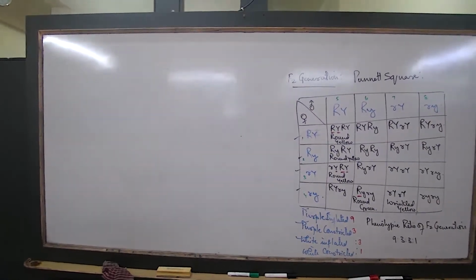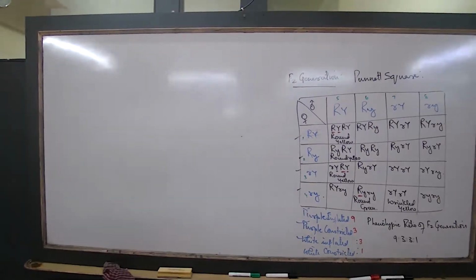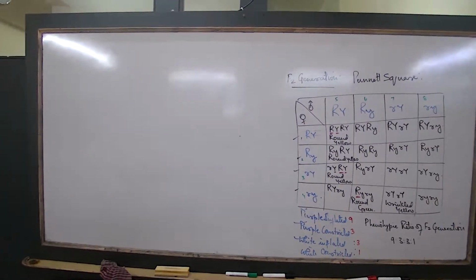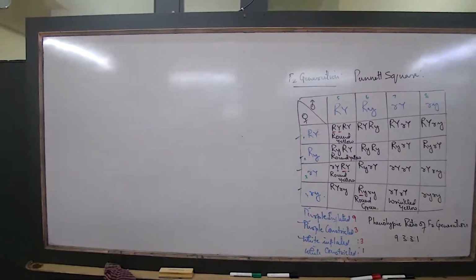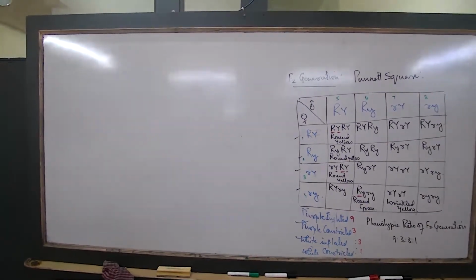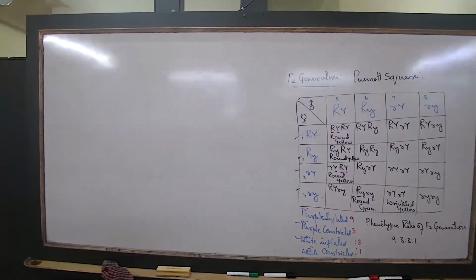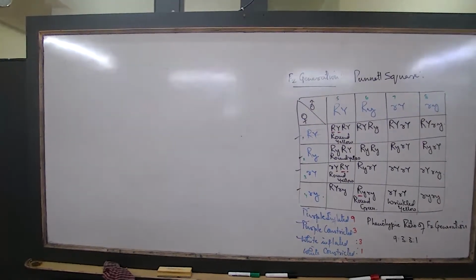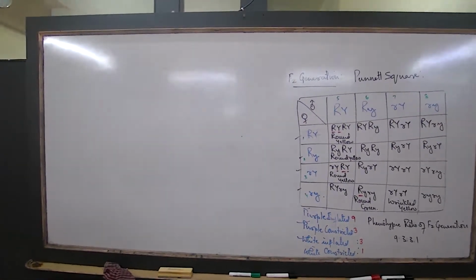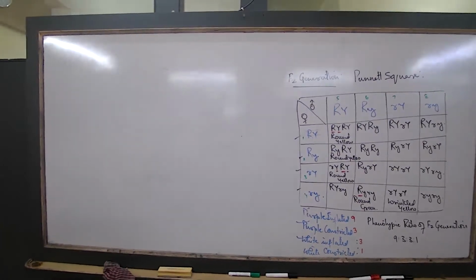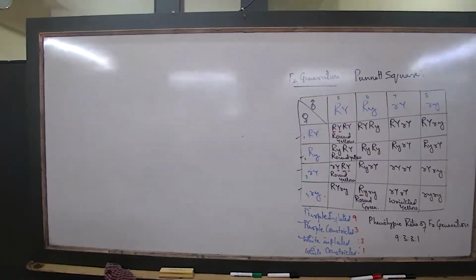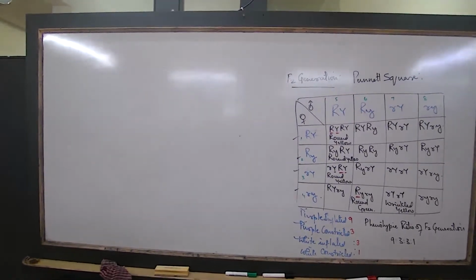So let's check. What is this number 5? Number 5 I asked you to do. Mendel worked on what characters? Now when you get big questions like this, underline. What phenotype is given in the question? Immediately try to chalk out a rough work. See, let us solve number 5.